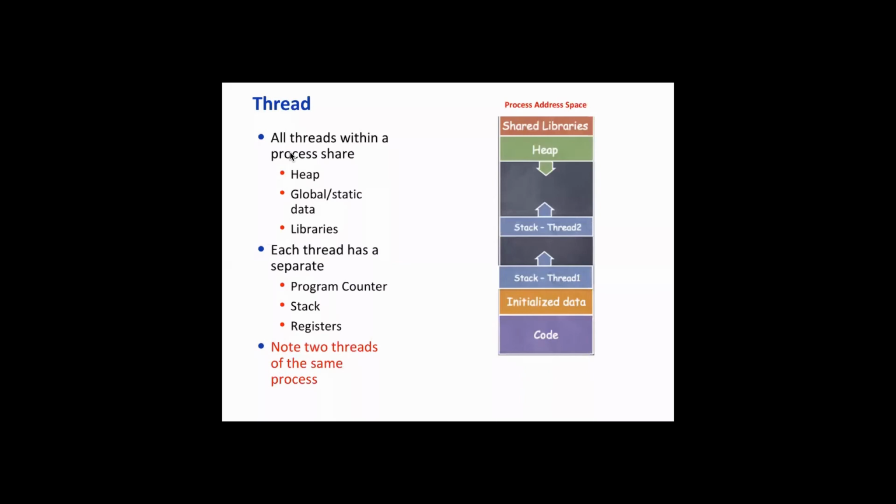Now when we are running multiple threads, how will it look? All threads share a process state, that we know. All threads will have the same address space. What is common among them? Code is common, initialized data is common, and then there is a different stack for each of the two threads.